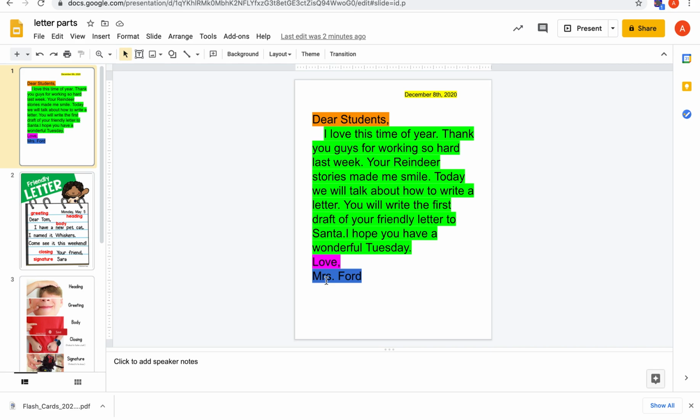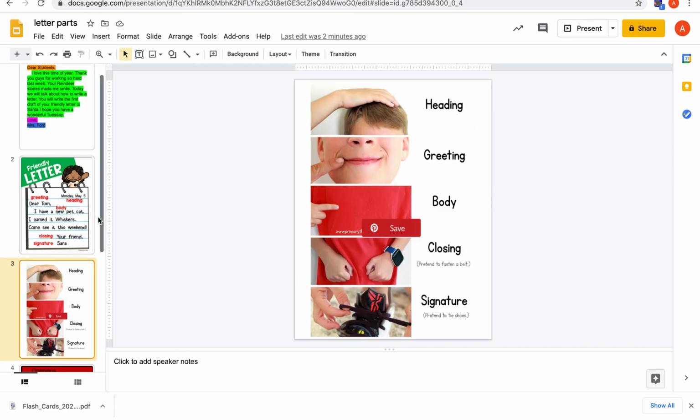But let's go sing our song about the pieces of a letter. See if you can remember all the parts. Here we go. Heading, greeting, body, closing, signature. Heading, greeting, body, closing, signature. This is how we write a letter. Heading, greeting, body, closing, signature.